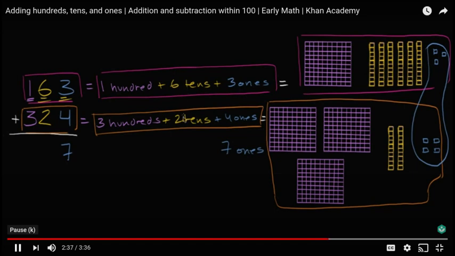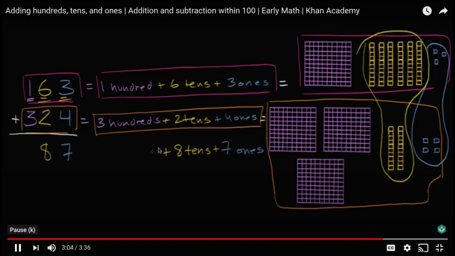Now, if I have 6 tens and 2 tens, if I add them together, I'm going to have 8 tens. The 6 and this 2 are in the tens place. So this represents 6 tens, this represents 2 tens. 6 tens plus 2 tens is 8 tens. And we also see it here.